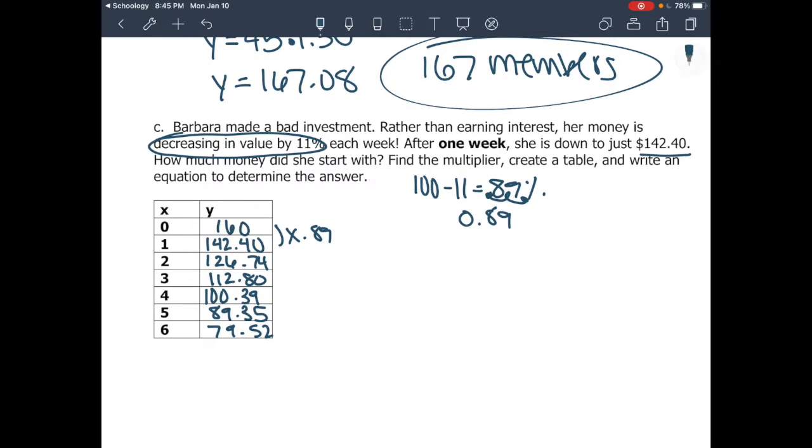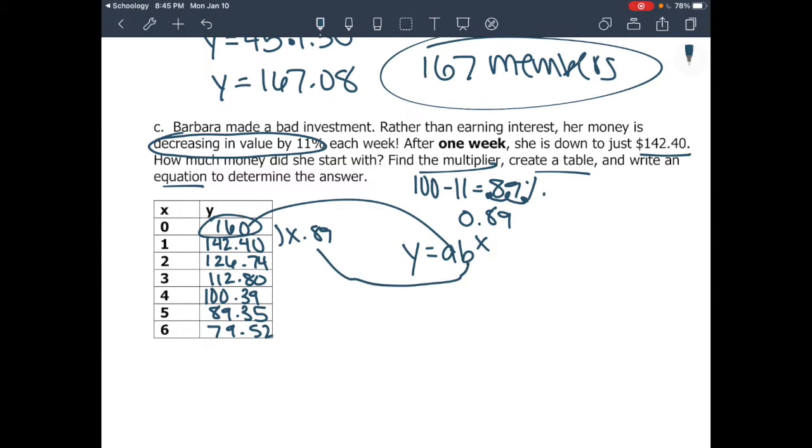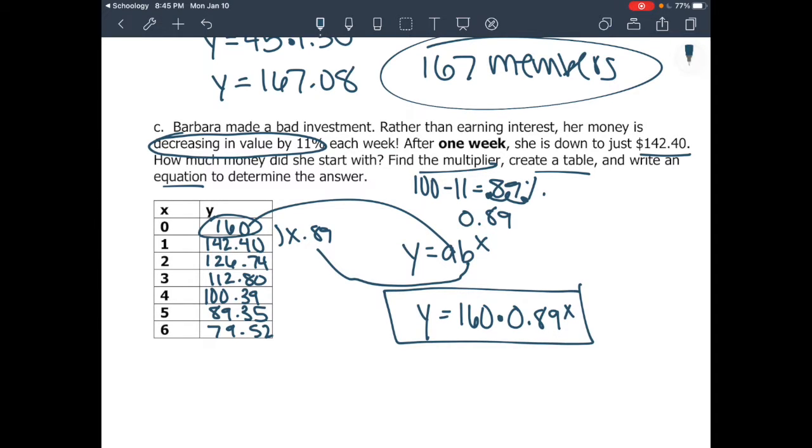So we get 160. That's actually how much money Barbara started with. We've got our multiplier and our table, now we just have to write our equation. So y equals a times b to the x power. A is the starting amount and b is the multiplier. We didn't need to plug anything in because we already have our table. So y equals 160 times 0.89 to the x power, and we are done with that part. All right, so take some time to wrap that up and we'll go to the next page.